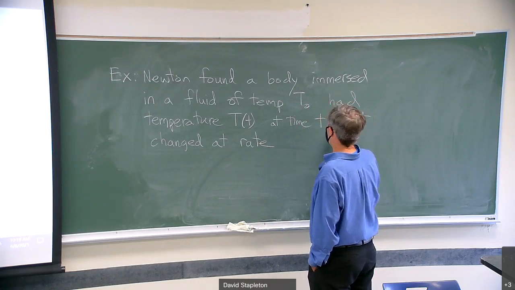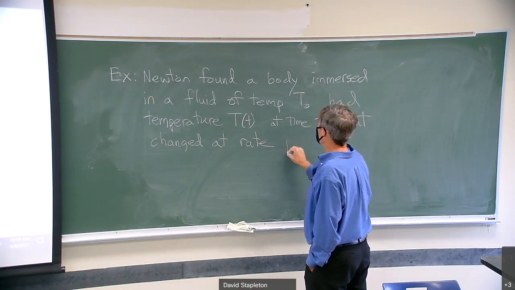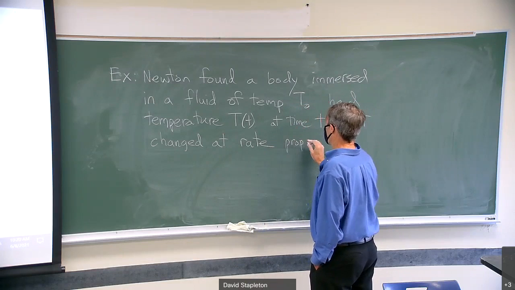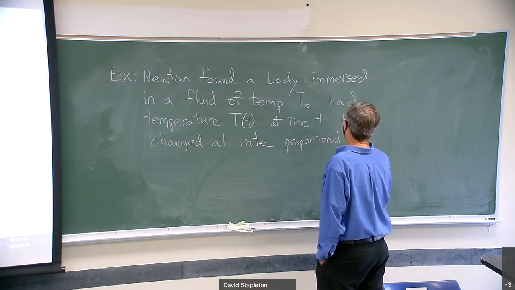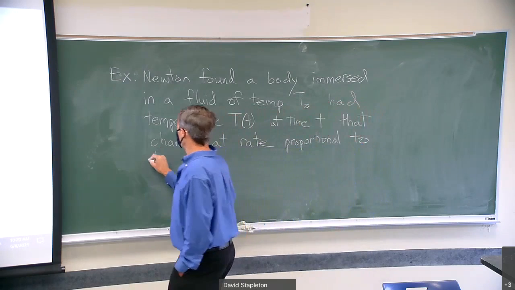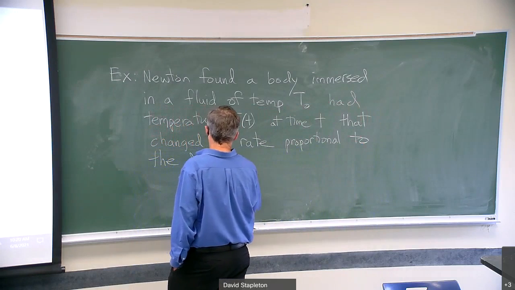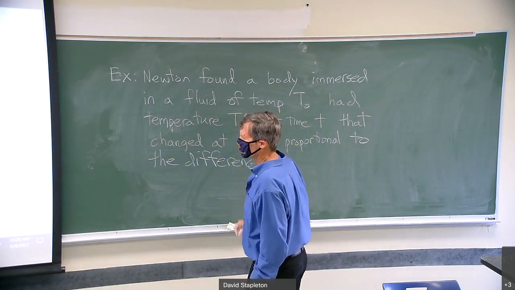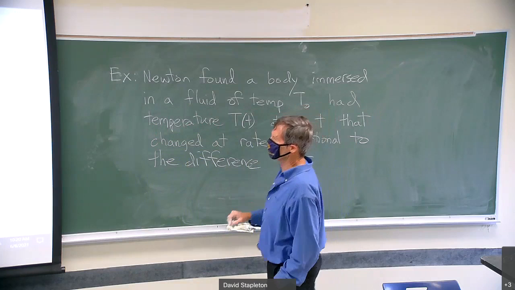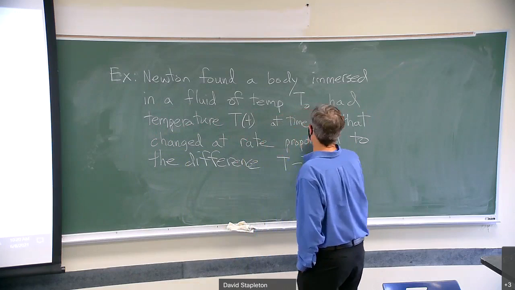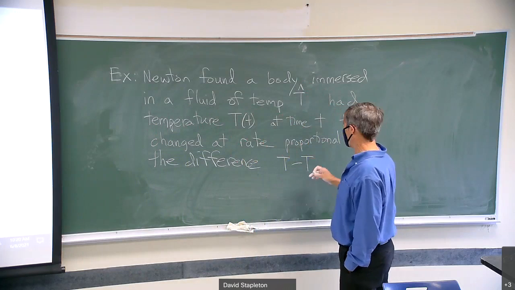All right. So the change at a rate proportional means a constant times the difference between the two temperatures. That's right, it is T minus T0. On there I used T hat, didn't I? Maybe I better use T hat. Let's call the ambient temperature T hat. That's the temperature of the fluid or the air.